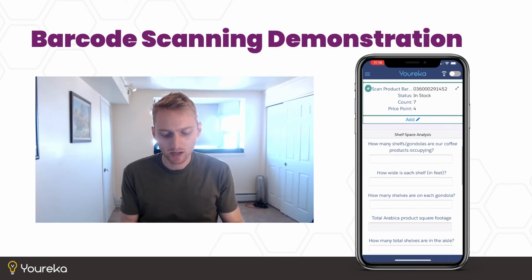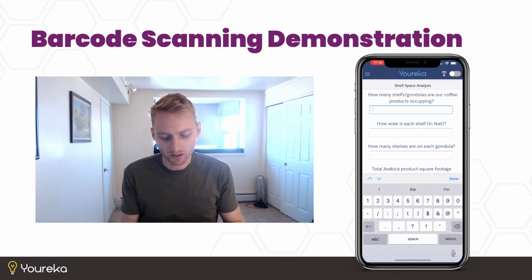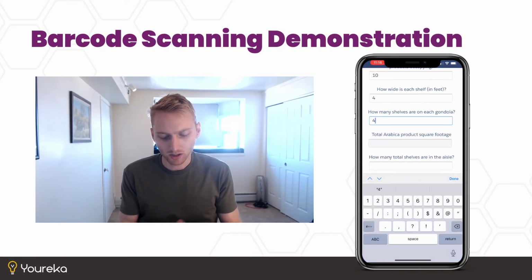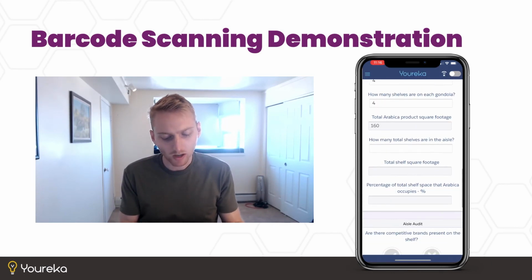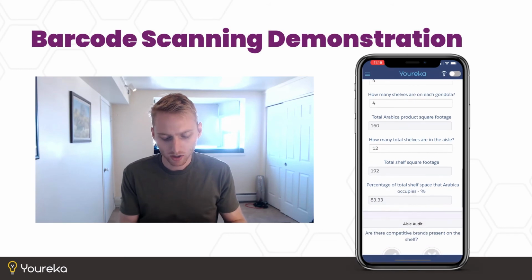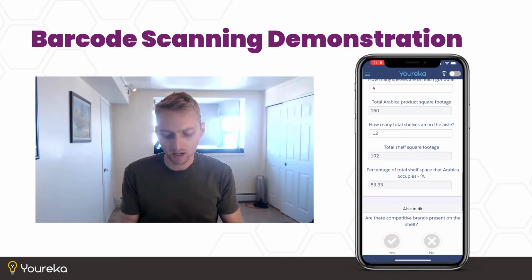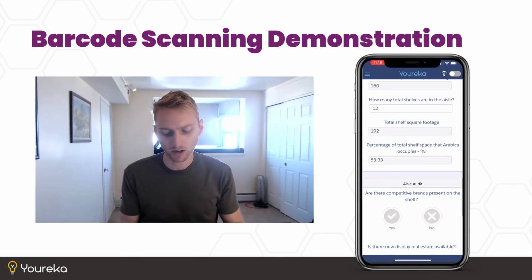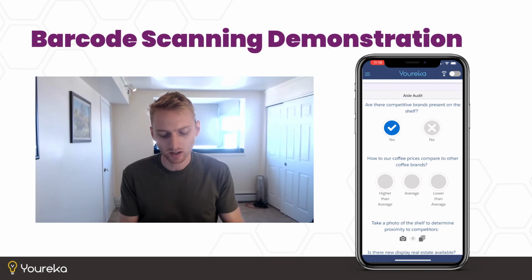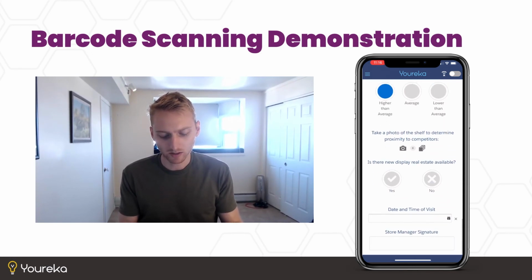And then obviously I can go through and fill out the rest of the stuff here. So there's 10 shelves. Each shelf is 4 feet wide. There's 4 shelves on each gondola. So that means that we've got that square footage. There's, let's say, 12 shelves in the aisle. So now we've got 83% of the coffee storage or coffee space in this retail location. You know, I can fill out the rest of this kind of detail.